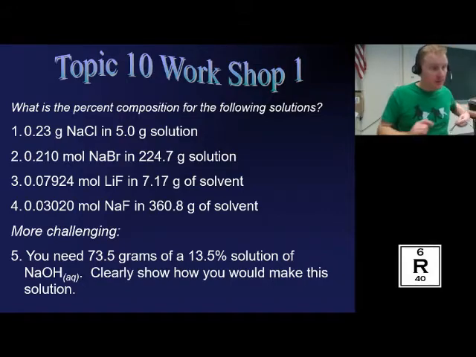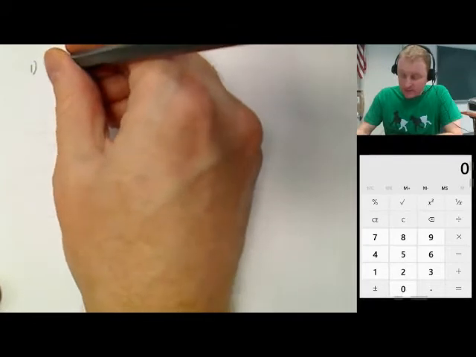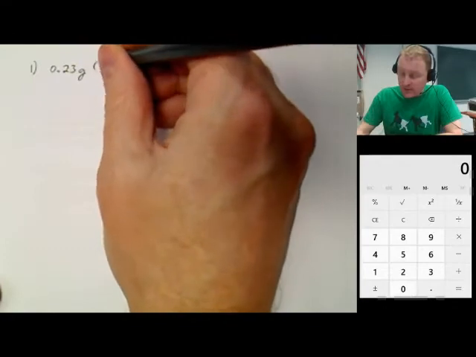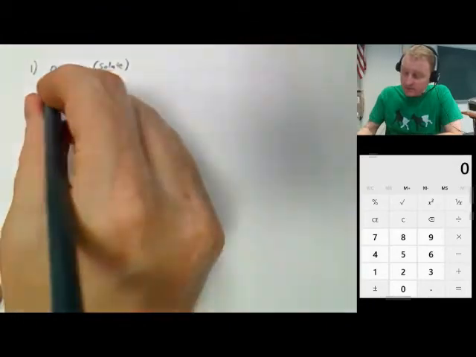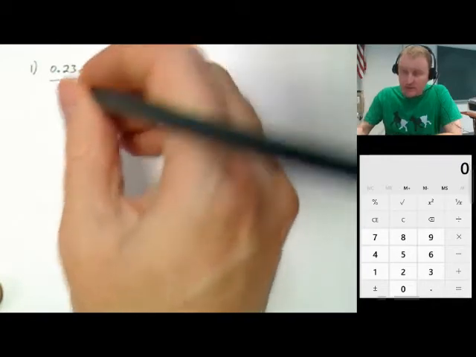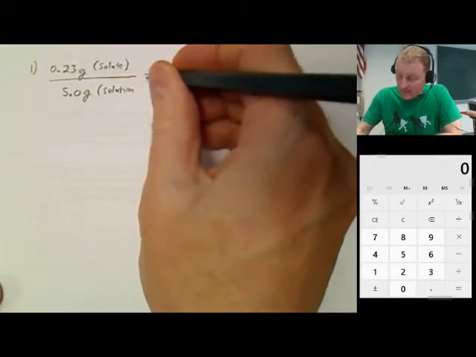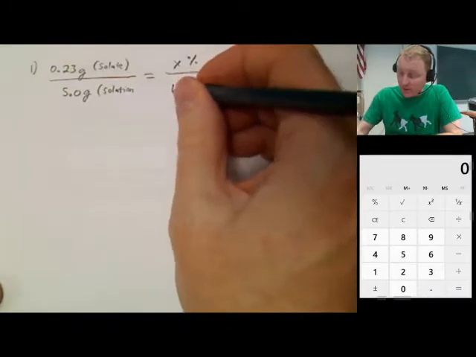So number one, we've got 0.23 grams of sodium chloride, which would be our solute, divided by our 5.0 grams of solution. And that would be equal to X, and I want to know the percent composition over 100%.